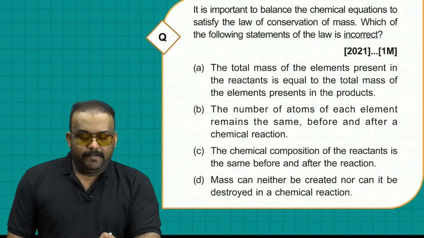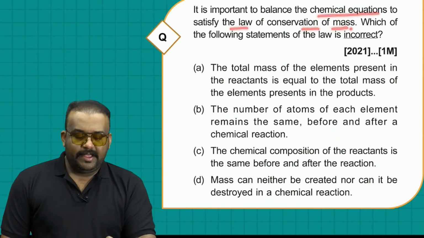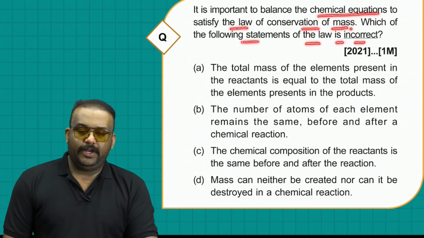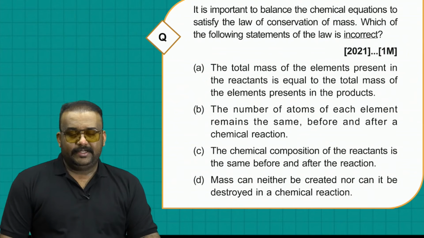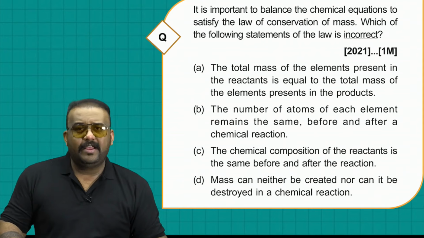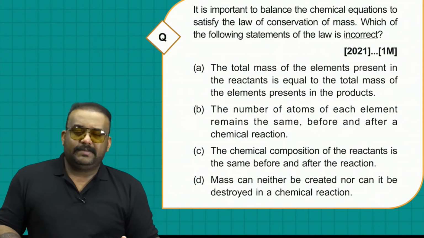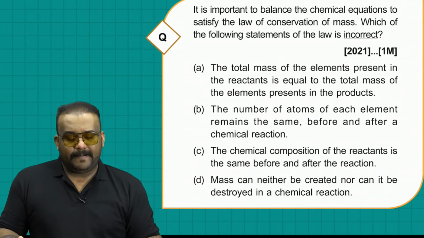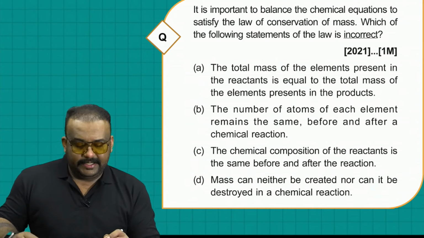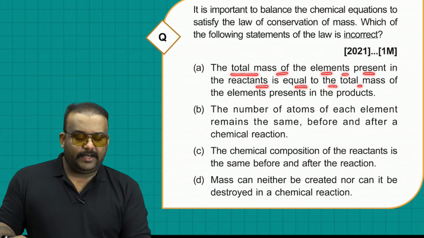It is important to balance chemical equations to satisfy the law of conservation of mass. Which of the following statements of the law is incorrect? The law of conservation of mass, I already gave you an introduction about that. The law of conservation of mass states that the mass of the reactants must be the same as that of the products. So, let's read and understand these options. The first option says the total mass of the elements present in the reactants is equal to the total mass of the elements present in the products.